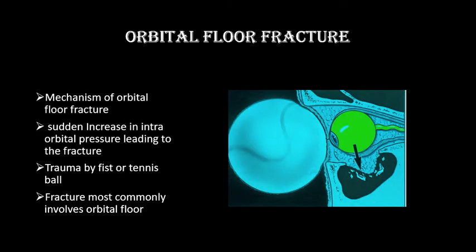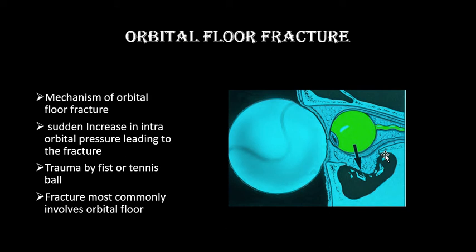The second and most important topic in the orbit is orbital floor fractures. So what is the mechanism of orbital floor fractures? This is actually caused by trauma by a fist or a tennis ball, which is more than 5 centimeters in size. It compresses the globe, and there is a sudden increase in the intra-orbital pressure, leading to fracture of the orbital floor, because the orbital floor consists of the weakest bone.